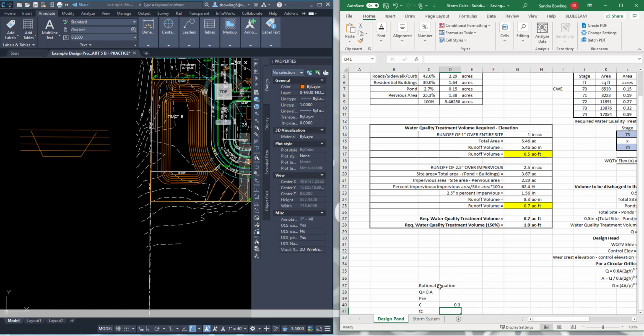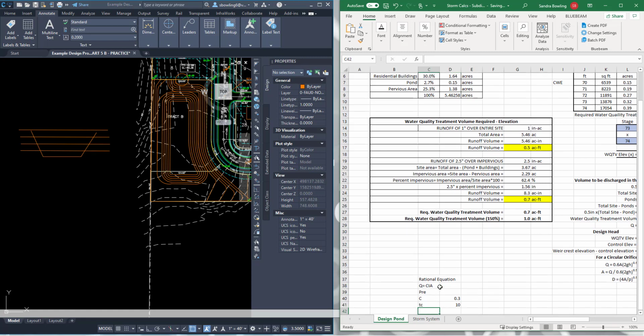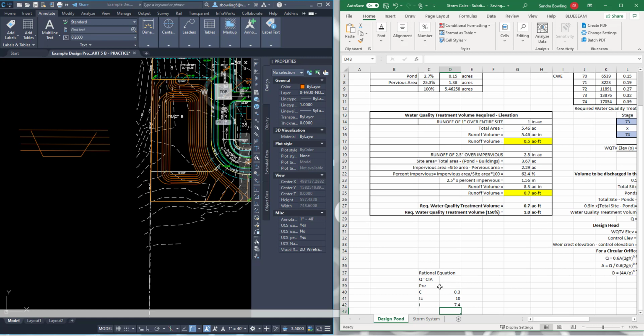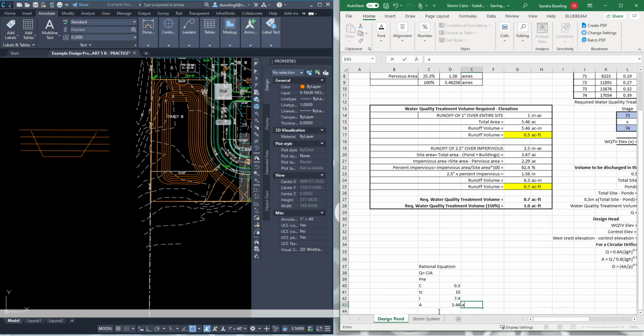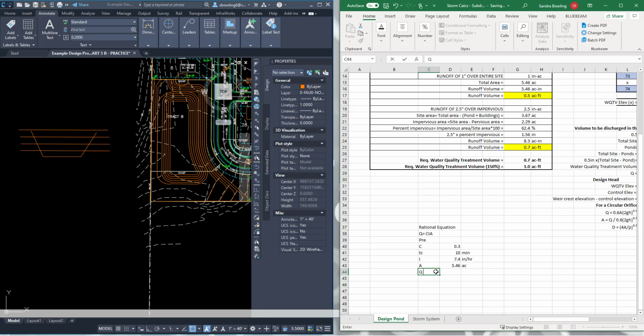We're just going to use 10 minutes, which is going to equate to an I, and we looked at this last week, an I of 7.4. And we know our A is equal to 5.46, so our Q is going to end up being that times that times that.